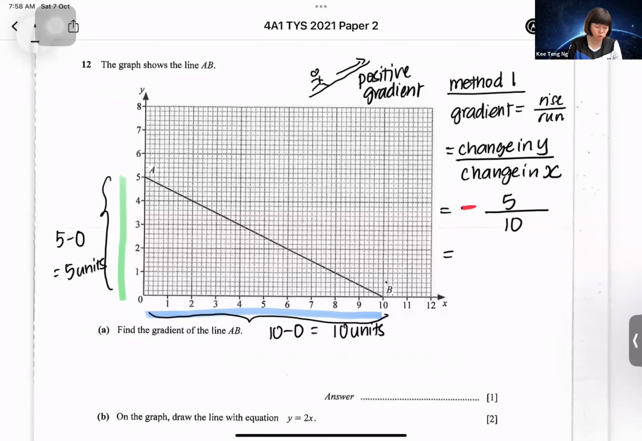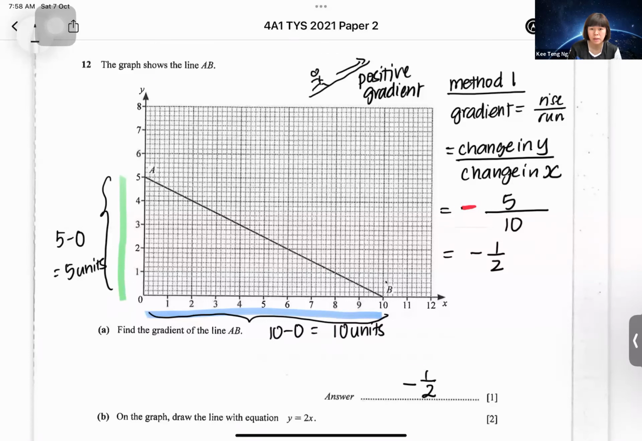Then this one will be 5 over 10, so this one will be negative half. So this one is for method number 1. We get the answer negative half. So to use this method number 1, you must know whether it is a positive or negative gradient. Then you decide the sign.